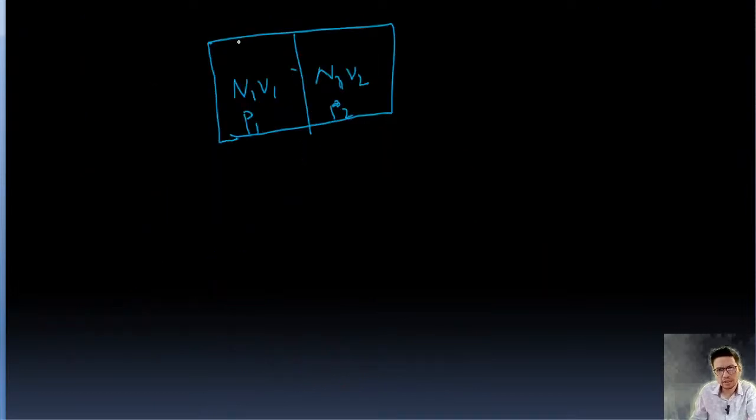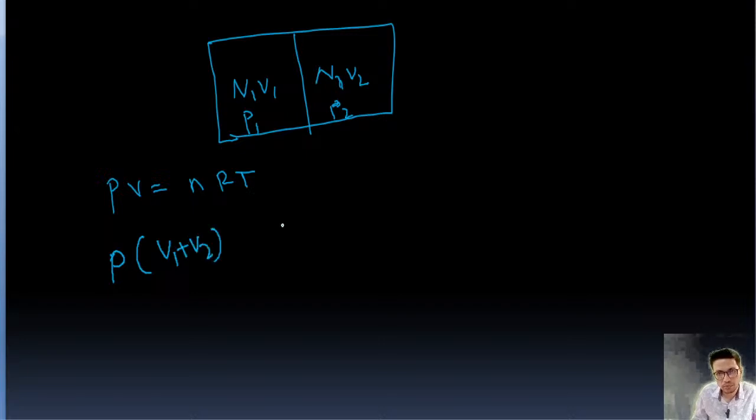So very simple. We know the formula, the gas equation, PV equal to nRT. This is a very important formula. At equilibrium temperature, let the pressure be P and the volume be V1 plus V2. So we can write P times (V1 plus V2) equal to nRT at equilibrium temperature.